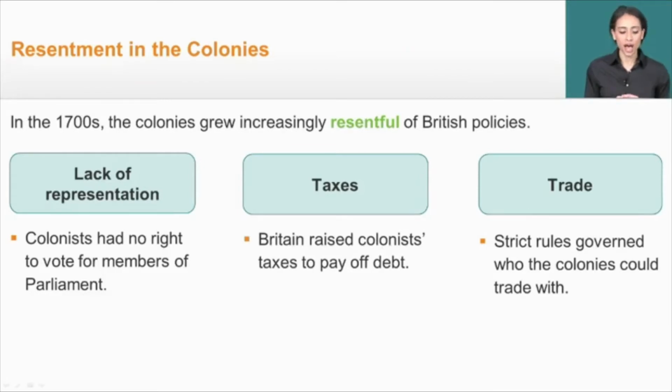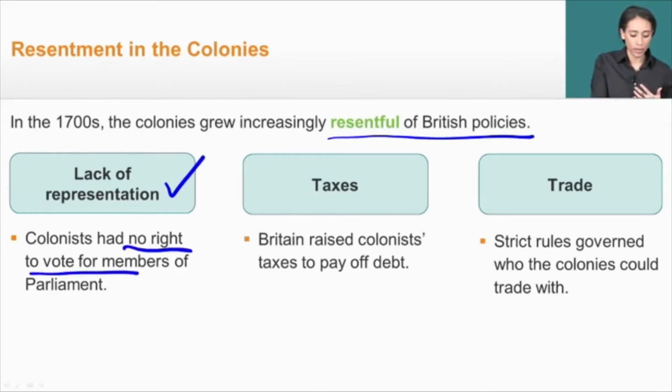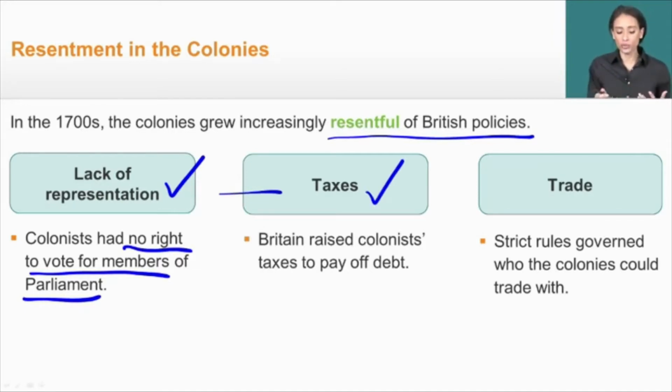So by the 1700s, the colonists in America are growing increasingly resentful of British policies. And this is for a few reasons. They feel that they aren't accurately represented in the British government. They have no right to vote for members of Parliament. So they have no say in the laws that Parliament is passing, particularly the laws related to taxes. Now, Britain is continually raising the colonists' taxes in order to pay off debts. Now, these debts are caused by wars that Britain imposes in the Americas, particularly the French and Indian War, in which Britain forces France out of the Americas.